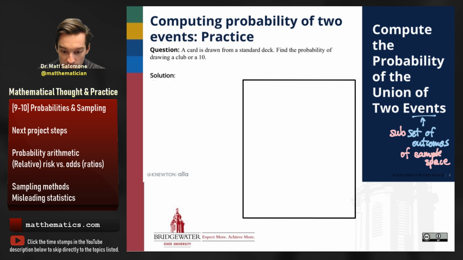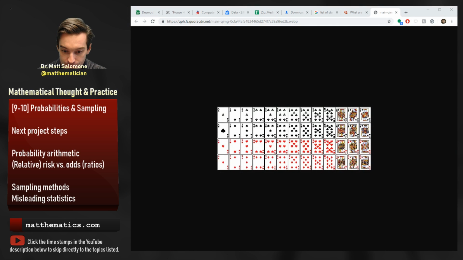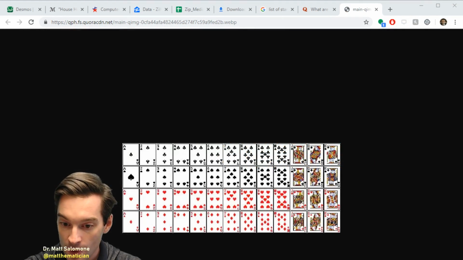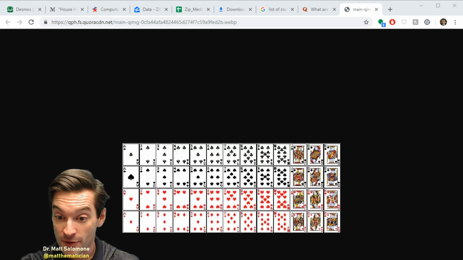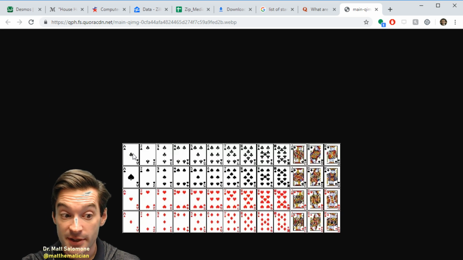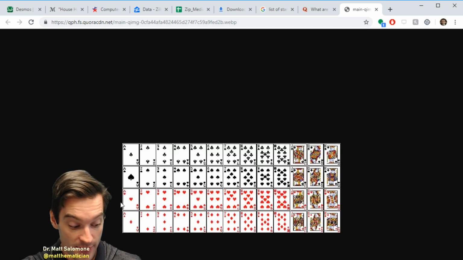All right, so let's just quickly take a look at this together. So here's my standard deck of cards. There are 52 of them, right? I have 4 different what are called suits: the clubs, the spades, the hearts, and the diamonds. And for each suit, I have 13 different denominations: Ace, 2, 3, 4, 5, 6, 7, 8, 9, 10, Jack, Queen, and King. So all told, I have 13 times 4. That's 52 different cards that make up a standard deck.